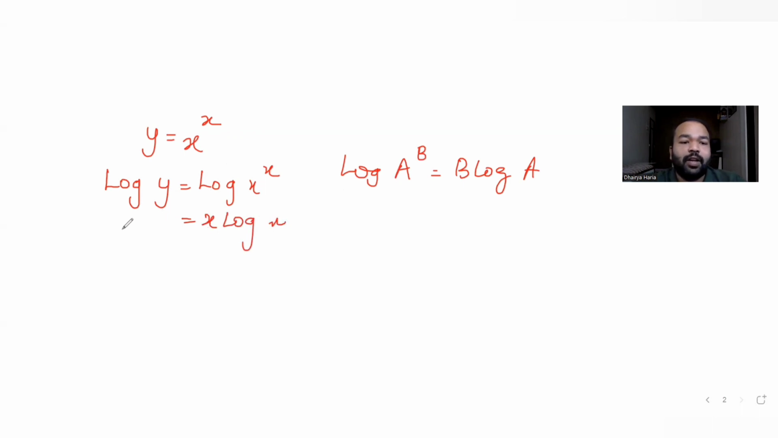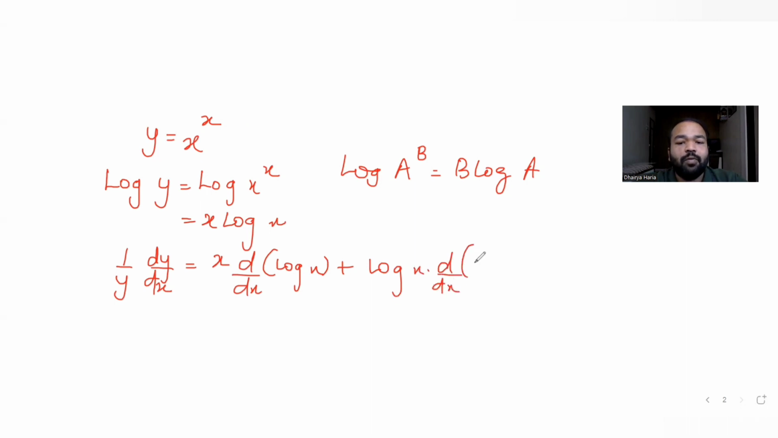Now, if I take the derivative of this, the derivative of log of y comes as 1 by y dy by dx, is equal to, here it is in the form of u into v. So you know it is u into the derivative of v plus v into the derivative of u. Now it is x, the derivative of log x is 1 by x, plus log x, and the derivative of x is 1. So this and this get cancelled, and you get 1 plus log x.